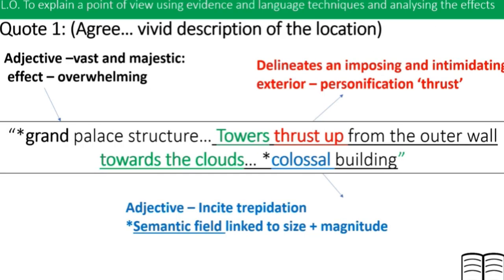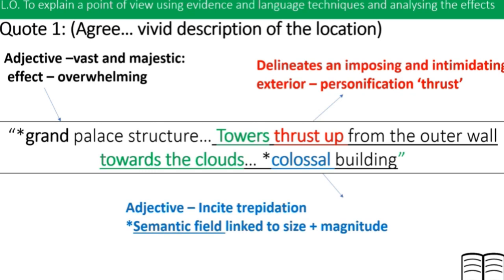So we're going to analyze this quote here: the grand palace structure, towers thrust up from the outer wall towards the cloud, and the colossal building. Because this quote agrees with the part of the statement where it says the writer uses a vivid description. So the adjective grand suggests the palace is vast and majestic and has an overwhelming effect on the reader. The personification of thrust, that's something that humans do, thrust things up in the air. It delineates or describes an imposing, intimidating exterior.